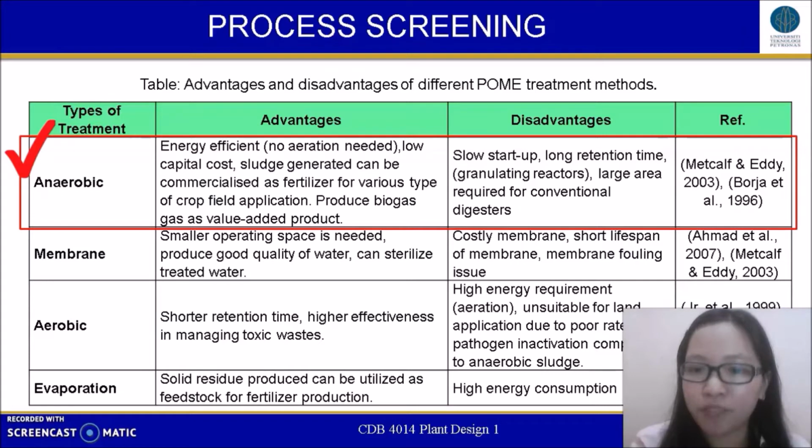Other than that, with respect to the capital cost, previous studies have indicated that the overall capital cost of employing the anaerobic treatment is considered low. So therefore, anaerobic digestion process has been proposed for this project.